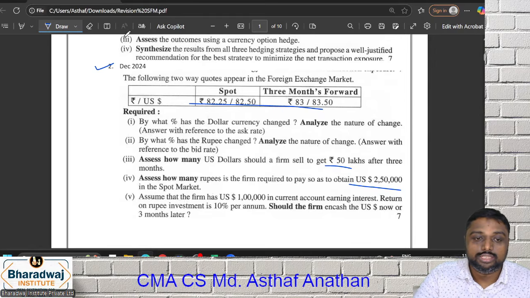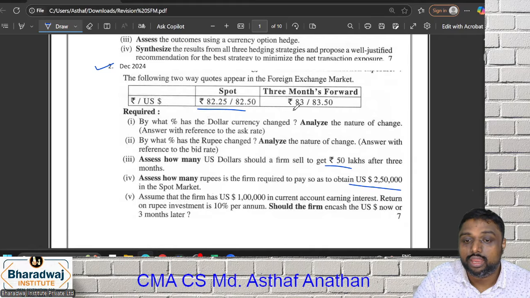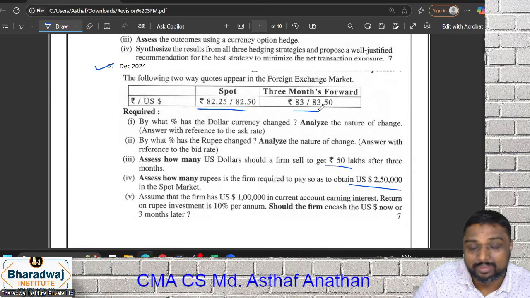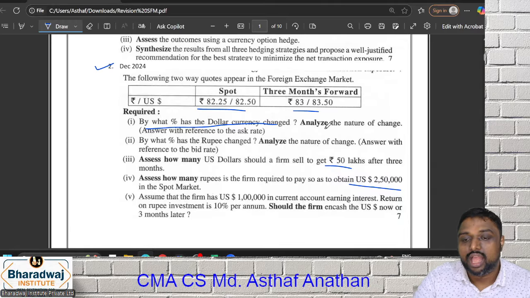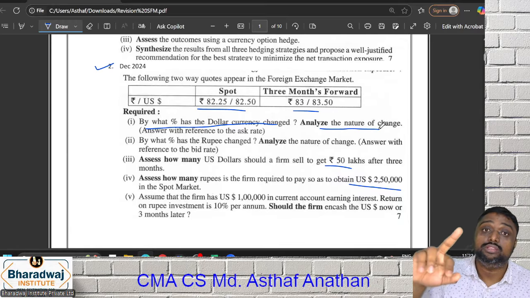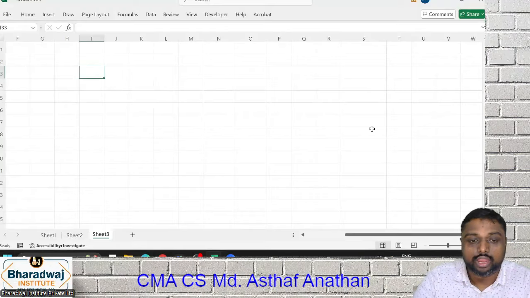Question number 2 is similar to your study material question also. This came for your recent December 24 exam. 82.25, 83. Just now we discussed appreciation, depreciation, so majority of you might have read the question. We don't want to take much time on reading the question. What percentage is the dollar changed? Analyze the nature of change. Nature of change means appreciation or depreciation. So let's start, friends.